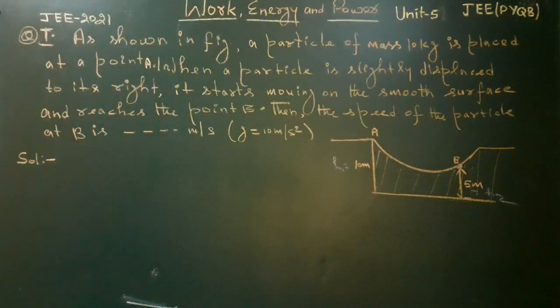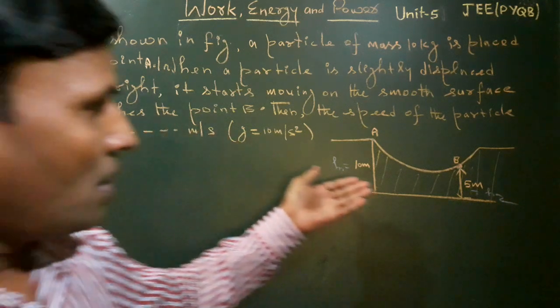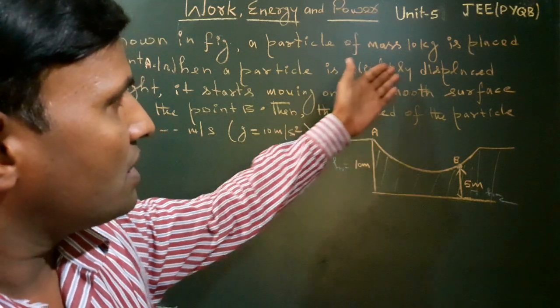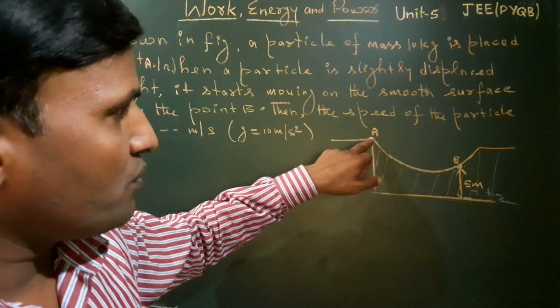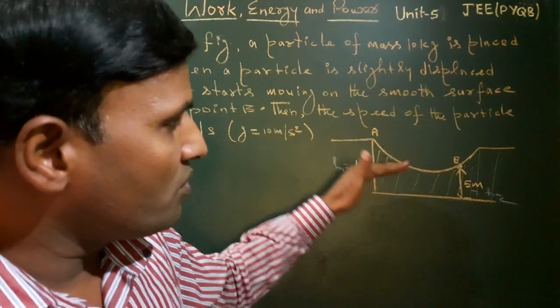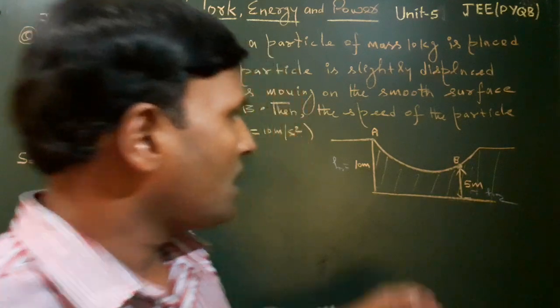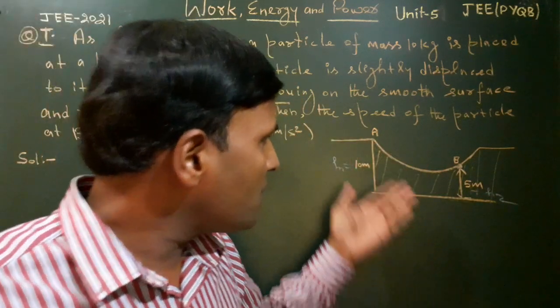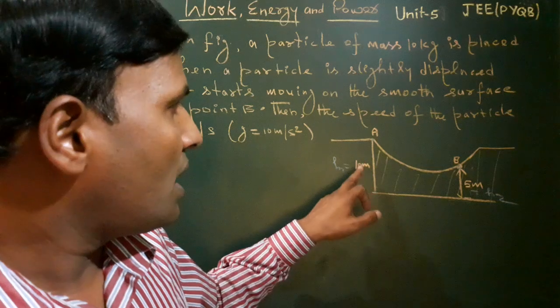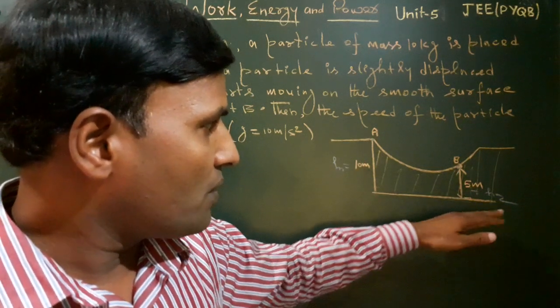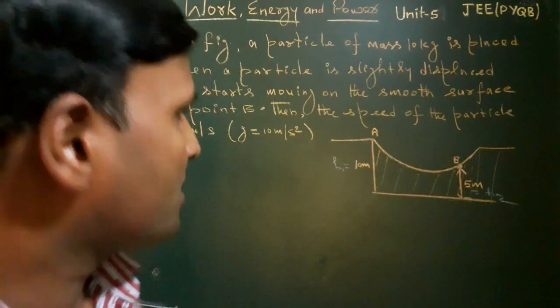See, this is the first, JEE 2021. In this question a figure is given and a particle of mass 10 kg is resting at point A and it starts to move on this frictionless track and goes to point B. Then you have to find the speed of the particle at point B. The initial height is given, and the final height, that is at point B, is 5 meter from this surface.